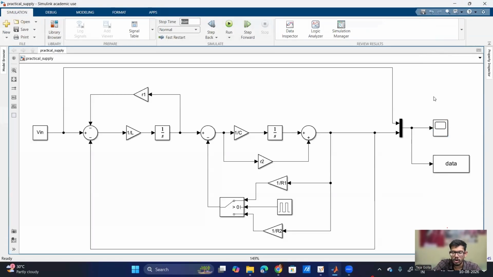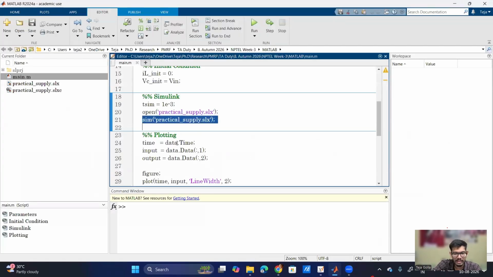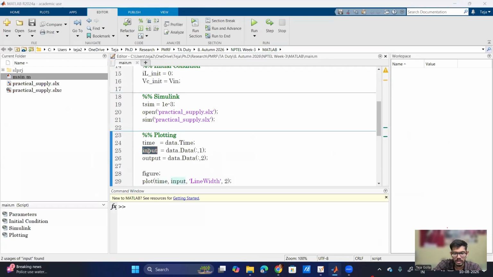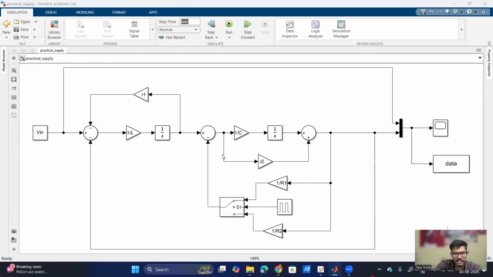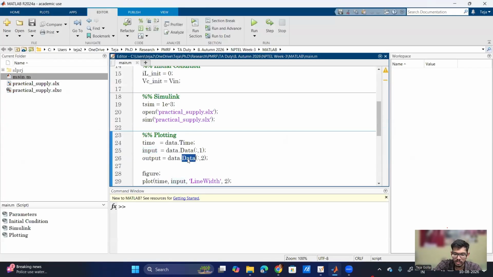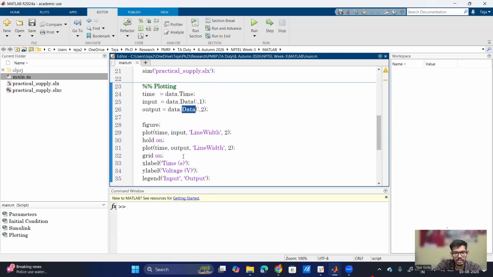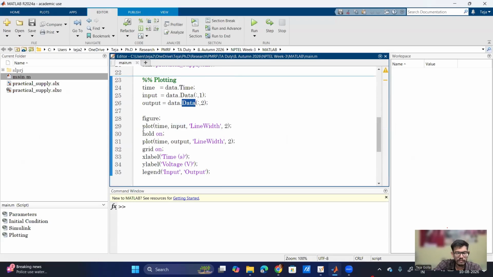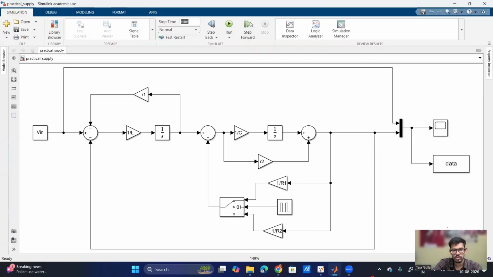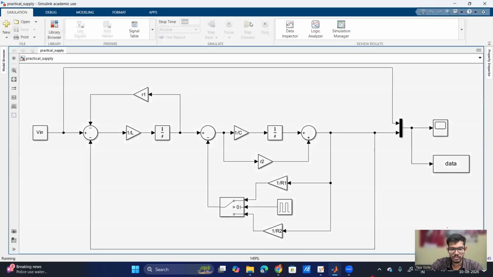Say I want to plot it in a different way. Then what I do is save it in a data variable called data, so it saves time, and it has two columns. One column is coming from the input, which is V, and the other column is coming from this one, which is V output. Then I am using the figure command, plotting time versus input, plotting time versus output. Once I run it, I'll show you the input and output.